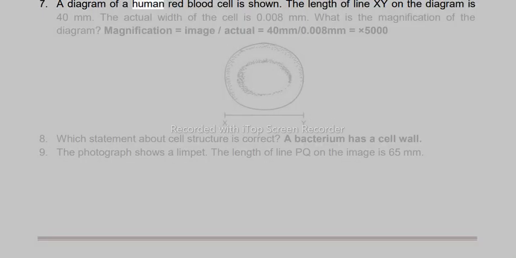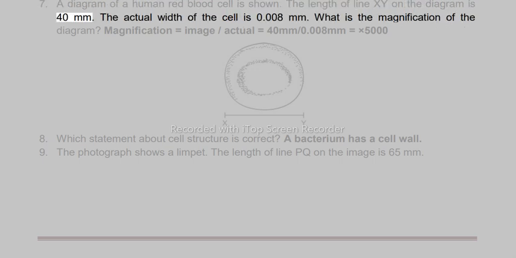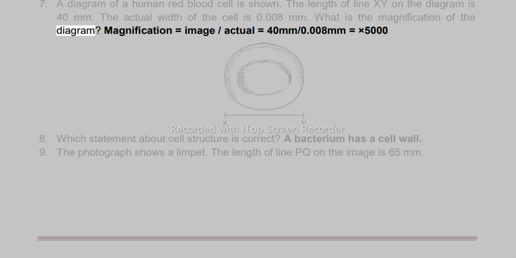7. A diagram of a human red blood cell is shown. The length of line XY on the diagram is 40 millimeters. The actual width of the cell is 0.008 millimeters. What is the magnification of the diagram? Magnification equals image divided by actual, equals 40 millimeters divided by 0.008 millimeters, equals x5000.